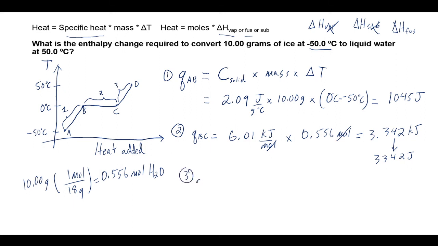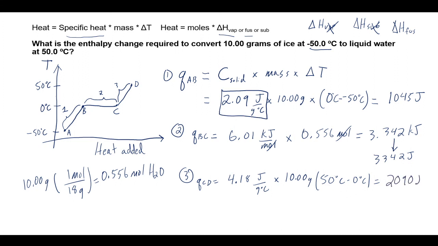Step 3, this last Q going from C to D, is going to look a lot like the first one, only I need to pay attention that this specific heat, rather, I'm using the correct one. I'm in the liquid phase, so make sure you use the specific heat of water in the liquid phase. This is one I have memorized, 4.18 joules per gram Celsius. This times the mass, and this times final temperature 50 minus initial temperature 0. 50 times 10 times 4.18 gives me 2090 joules at the end.